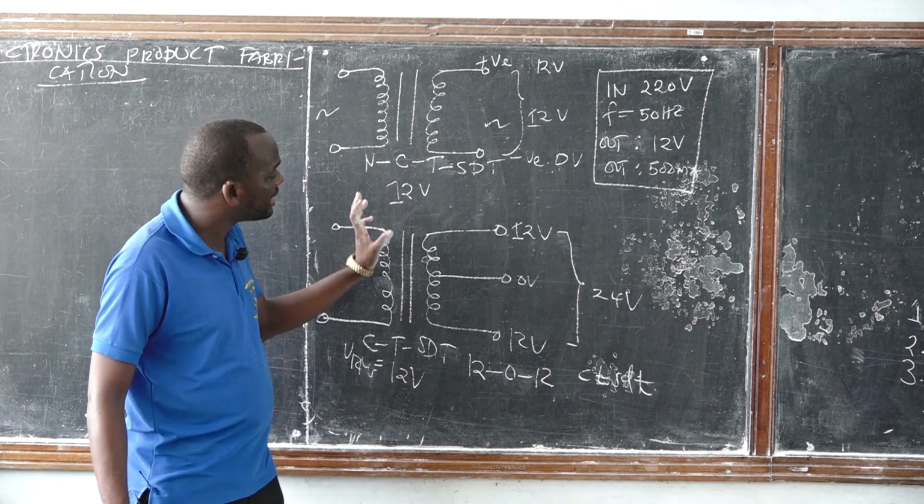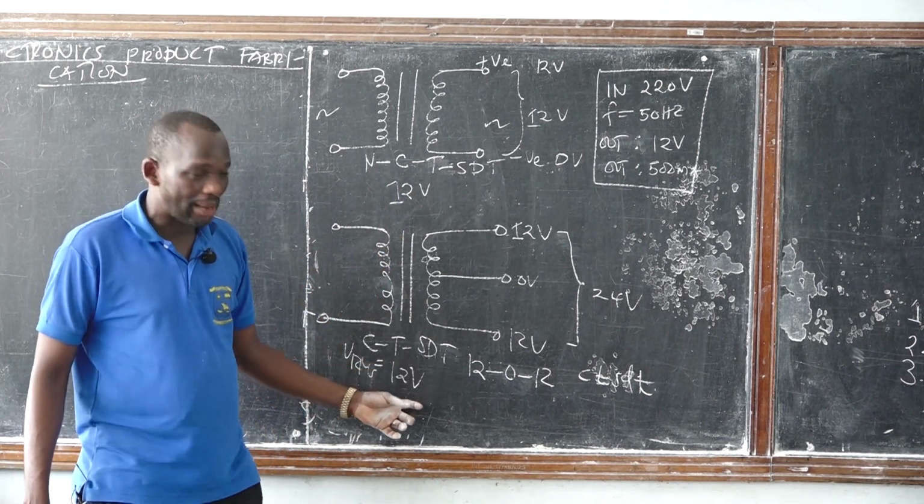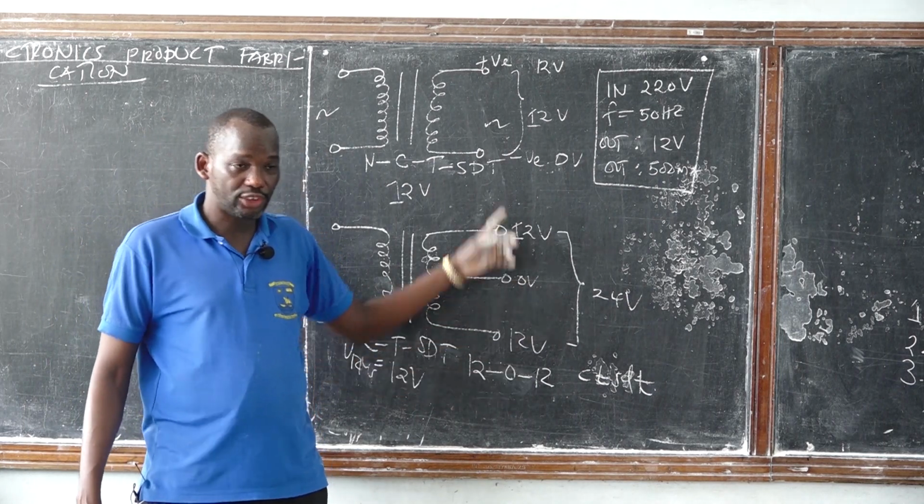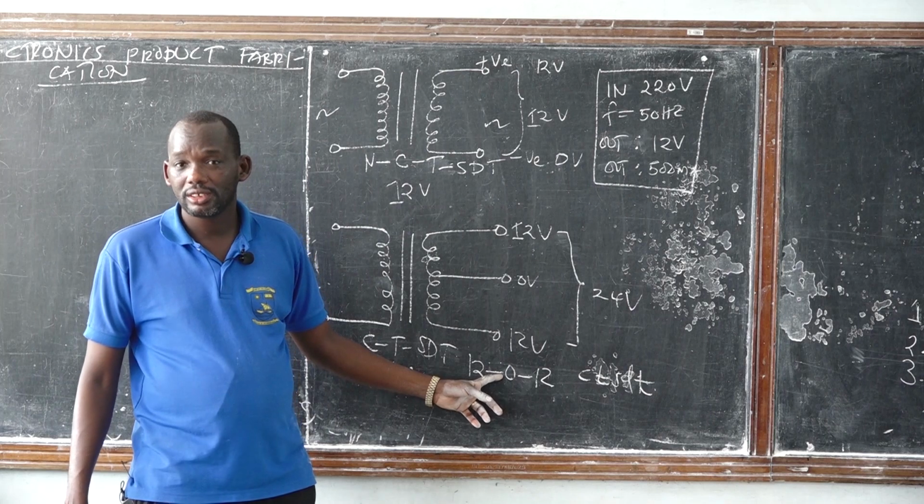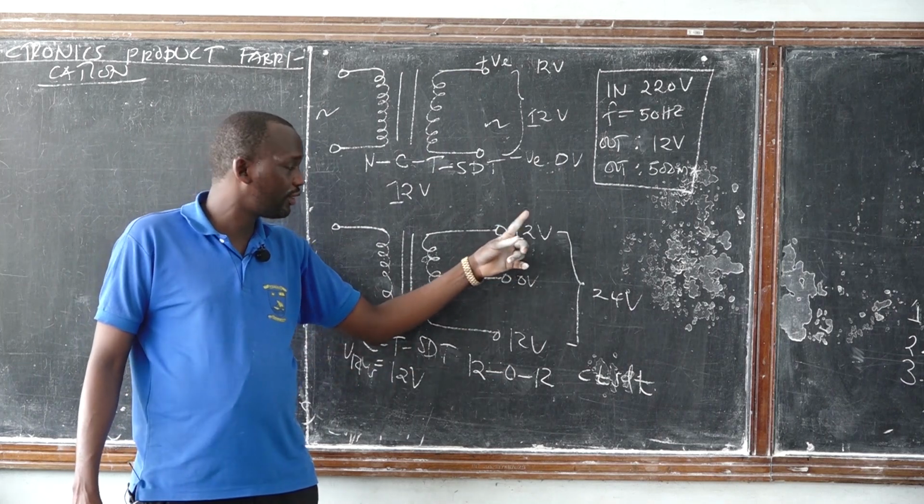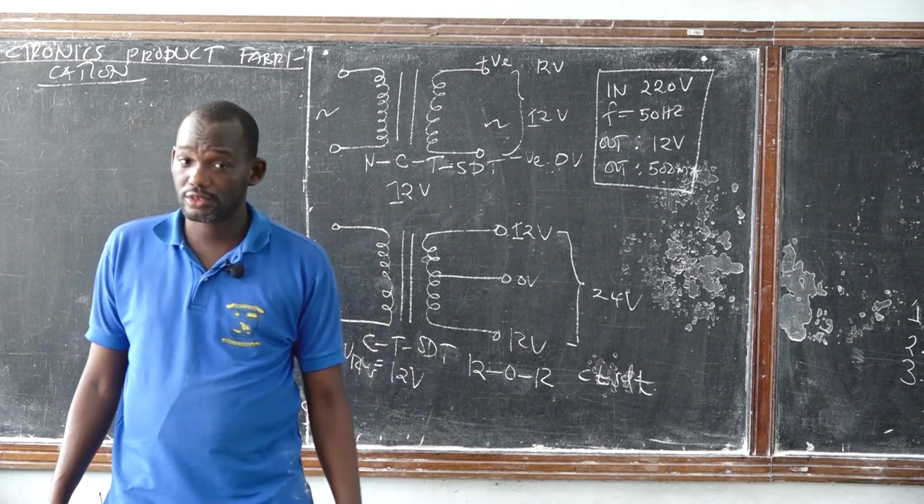We can have a center tapped transformer of 12 volt, but it has 3 terminals. The first 2 terminals, 12 volt. And the second 2 terminals, 12 volt. But if you measure the first terminal and the last terminal, you find what? 24 volt.